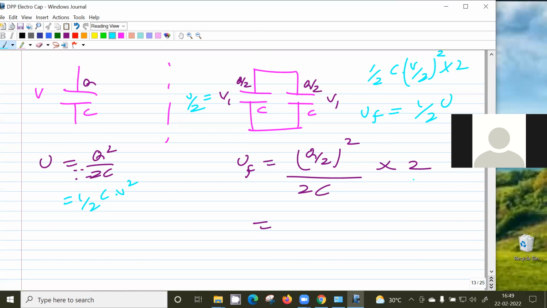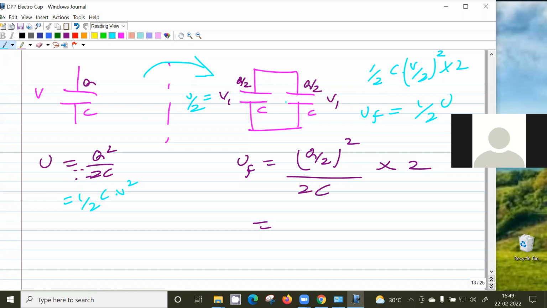So 1 by 9 into 1 by 3. So I think again it will go as 1. Yeah, the logic is same. So in that case, it will be Q by 3, Q by 3, Q by 3. So charge divides based on the capacitance only. The total charge is not changed from here to here.